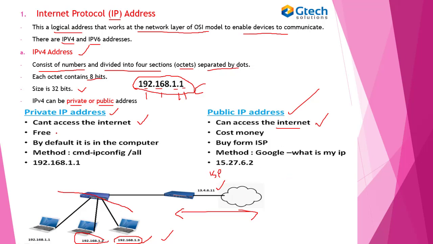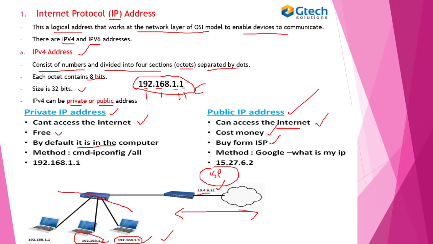A private IP address is free. I just go to my computer and configure these IP addresses. It doesn't cost anything. But for you to involve the ISP to assign you a public IP address, you must pay. By default, the private IP address is in the computer. The public IP address is from the ISP, Internet Service Providers.